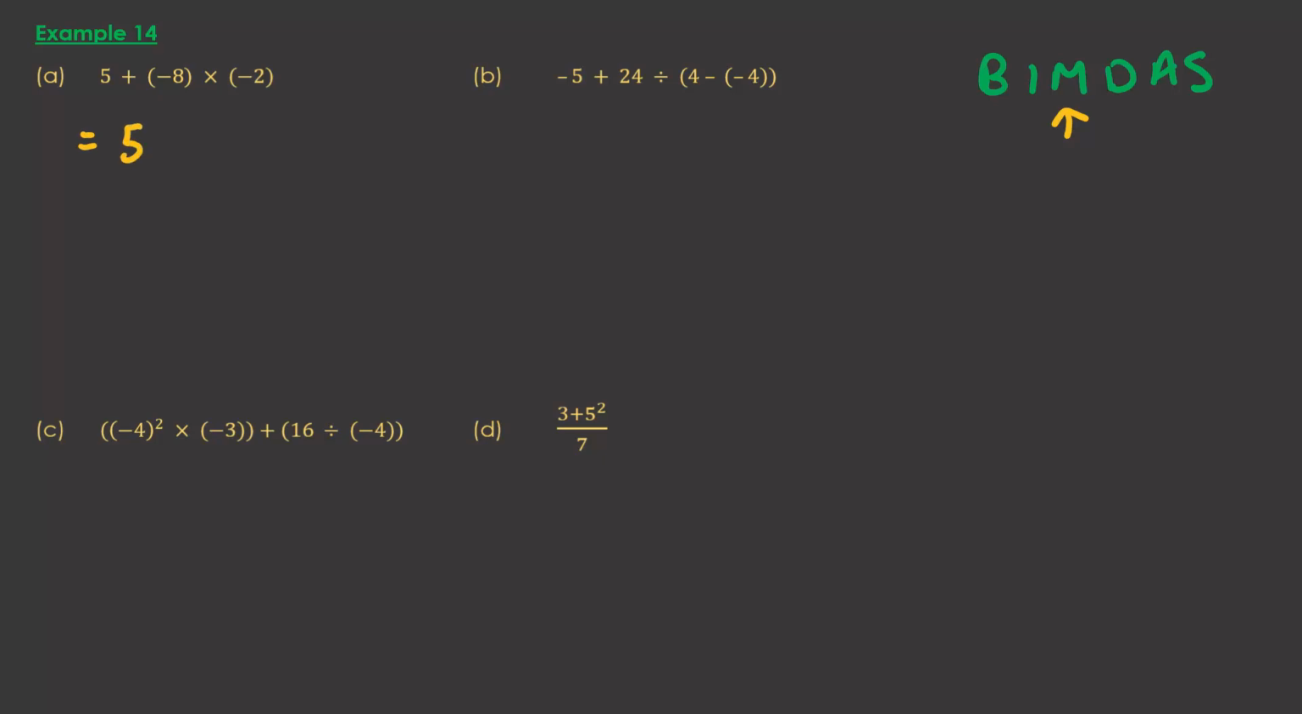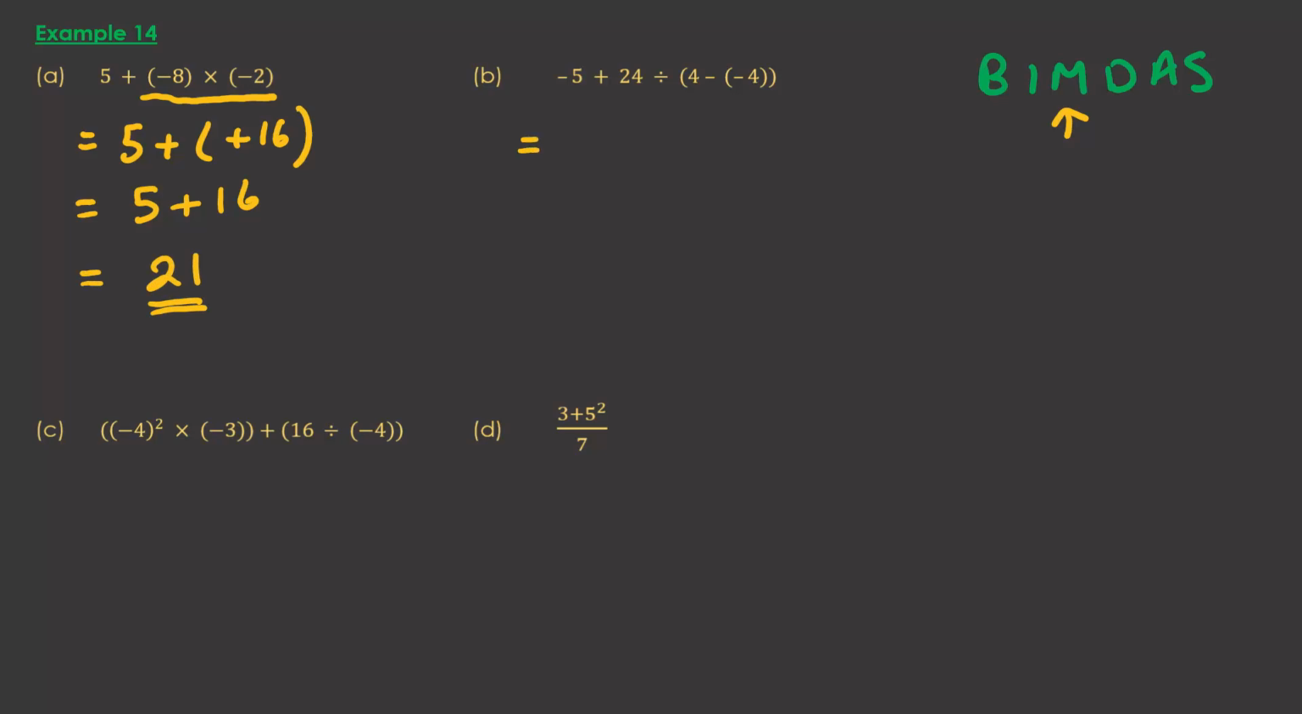So I've got 5 plus, and then here I'm doing -8 times -2. Negative times a negative is a positive, and 8 times 2 is 16. So if we write that down like that, we didn't have to, we could have just written 16. And then we can see the adjacent signs are just going to be a plus, and then the answer is 21.